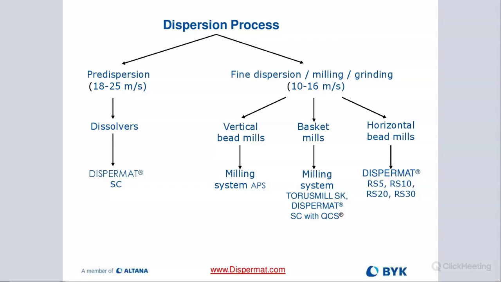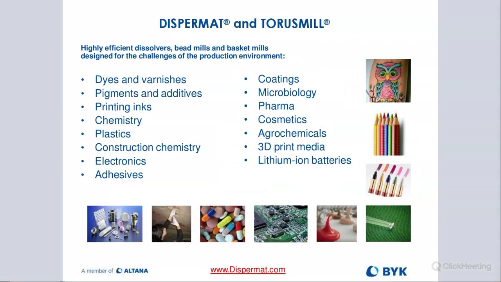With those systems, we're going to cover it, giving you the ability to move quickly between a dissolver to a basket mill. And then we have the horizontal mills, RS5, RS10, 20, and 30. They are our answer to the horizontal milling question.